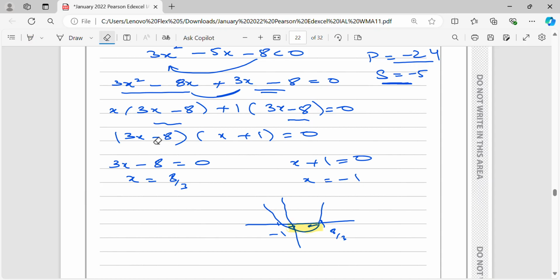All right. So let's rewrite the range for the values of x. So x lies between negative 1 and 8 over 3. x is less than 8 over 3 and greater than negative 1.